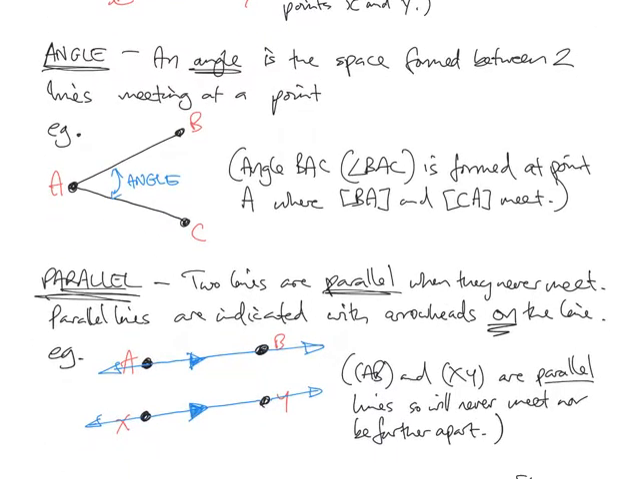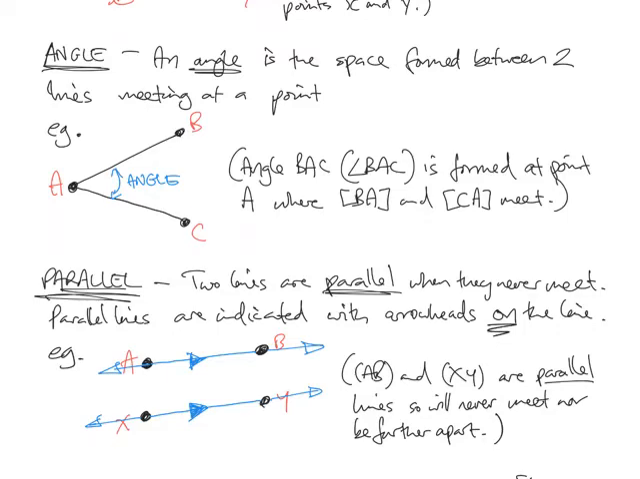The next idea is the idea of an angle. An angle is the space formed between two lines meeting at a point. So here we have, what will we call these? There's no arrows on either end, so it must be a line segment. We have a line segment BA and a line segment AC. They meet at the point A. This space here between, marked in blue, is called an angle.